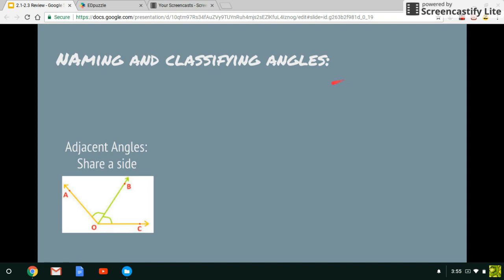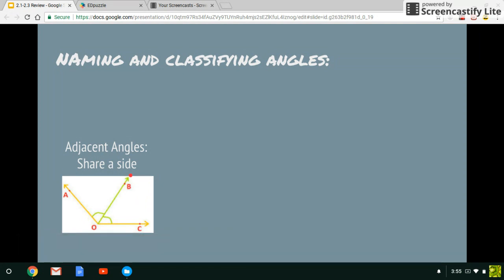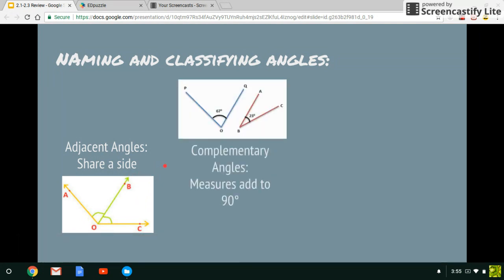Okay, continuing with classifying angles, we can call angles adjacent angles. And what's special about adjacent angles is that they share a side. So like AOB right here and BOC share this side OB. So that means that they are adjacent. We can also call angles complementary. That means that their measures add to 90 degrees. So in this case, POQ and ABC have measures of 67 degrees and 23 degrees. And if we add those up, we get 90 degrees. So that means they are complementary angles.